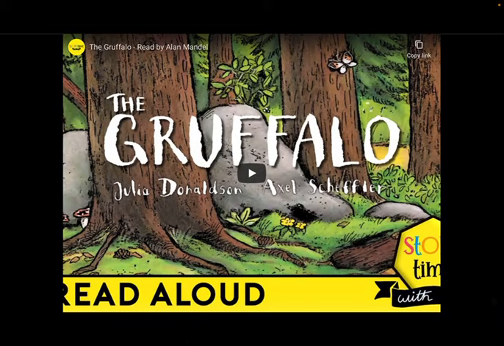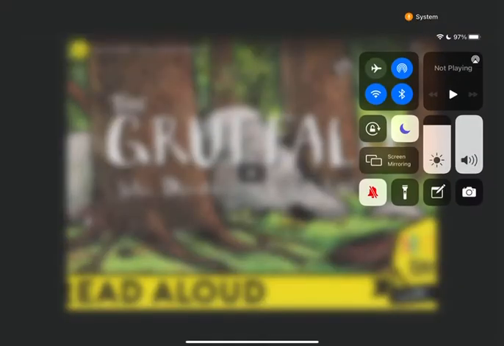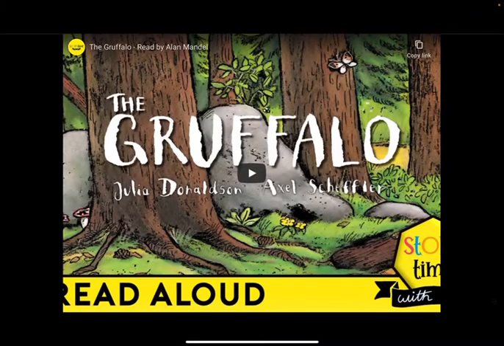Okay, so what we're going to do now is listen to the Gruffalo. So this is a picture book. And I want you to try and look out for different features of phonological patterning that have been used within this text.